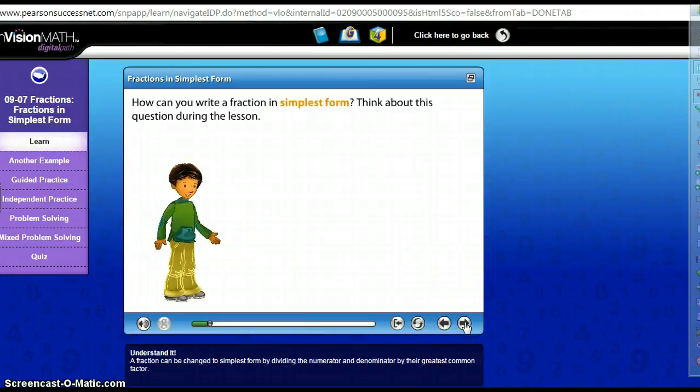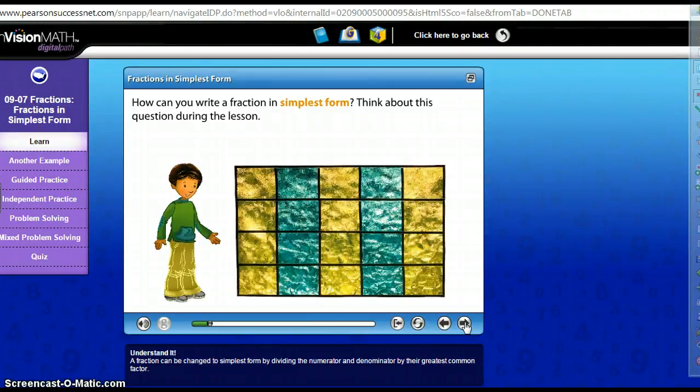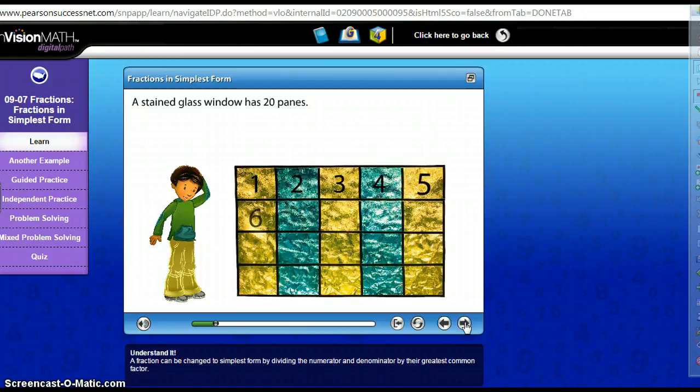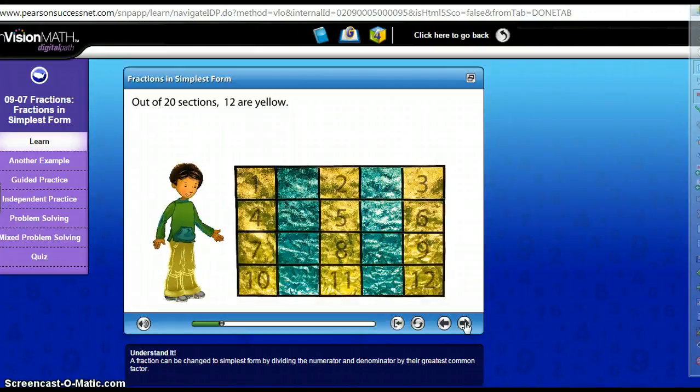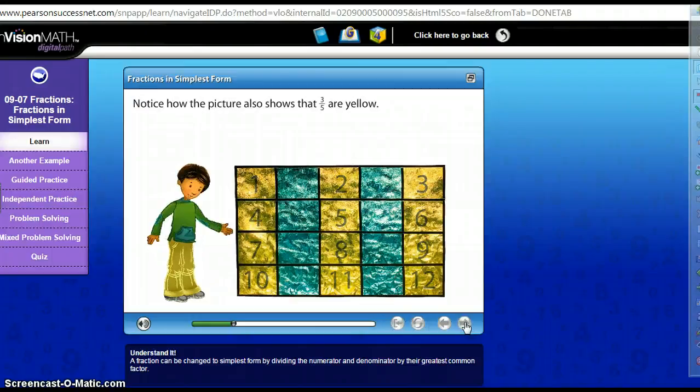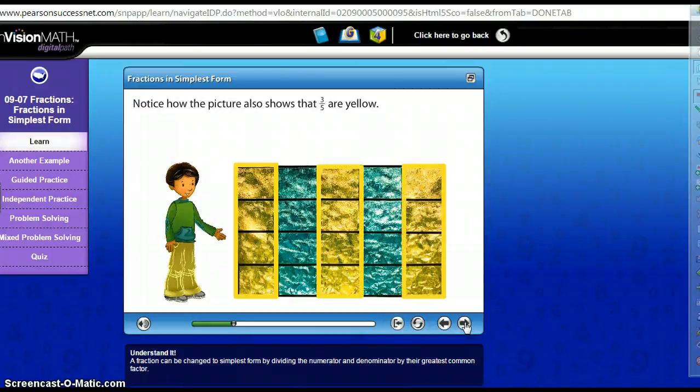How can you write a fraction in simplest form? Think about this question during the lesson. A stained glass window has 20 panes. Out of 20 sections, 12 are yellow. So 12/20ths of the panes are yellow. Notice how the picture also shows that 3/5 are yellow.